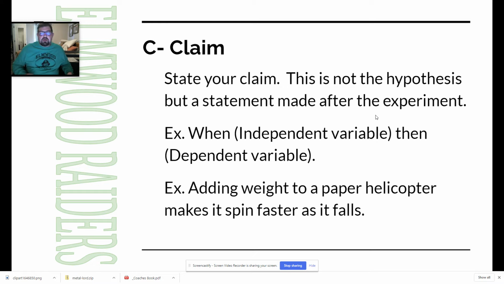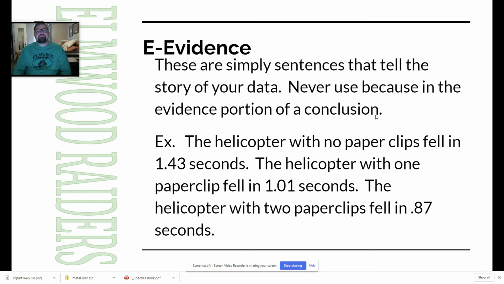So an example would be when, and then you would state your independent variable, then your dependent variable. An example here, without necessarily using that form, would also be just to make a statement of what we found out. So adding weight to a paper helicopter makes it spin faster as it falls. That's something we were trying to find out. If you use the when-then format, you could say when weight is added to a paper helicopter, then it spins faster as it falls. So that would be the part where you put a claim. And it's one of the first things you want to do in a conclusion, is really tell us what happened.